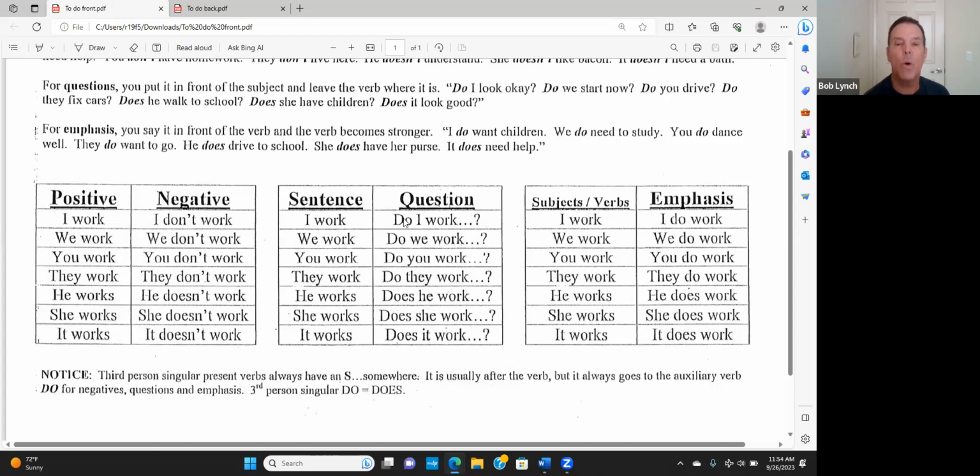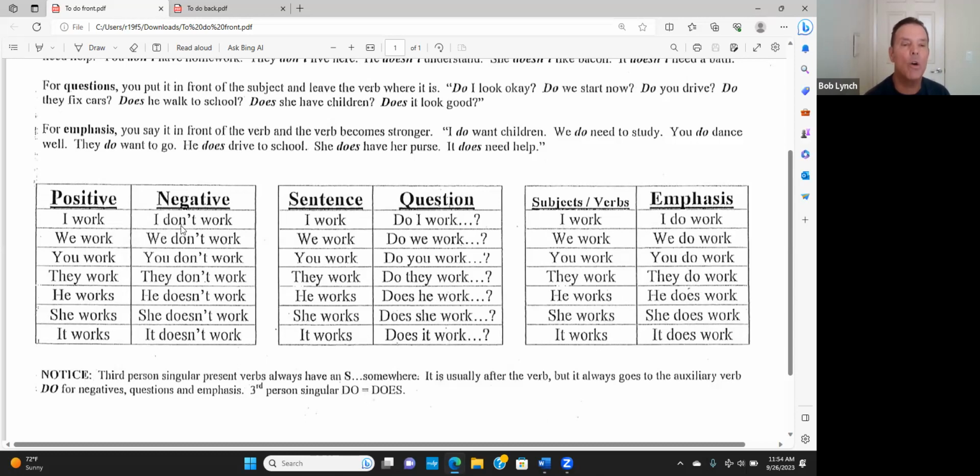To change it to a question, we put do or does in front of the subject. Do I work? Do we work? Do you work? Do they work? Does he work? Does she work? Does it work?